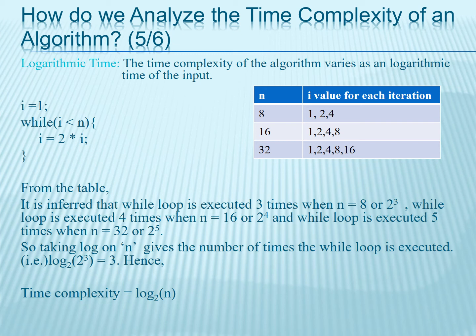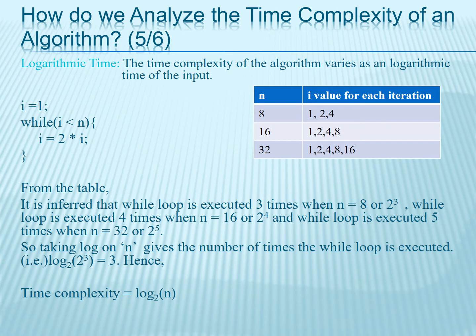When n is equal to 32, the while loop is executed 5 times. So, taking the log of the n value gives the number of times the while loop is executed. For example, 8 can be written as 2 cube. Hence, log base 2 of 2 cube is equal to 3, which is the number of times the while loop is executed.